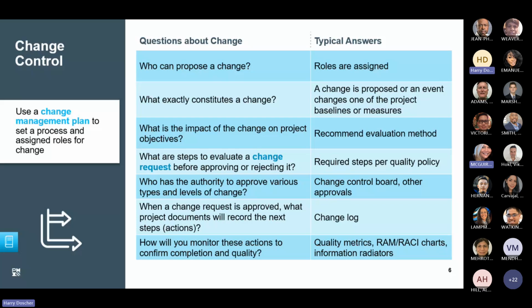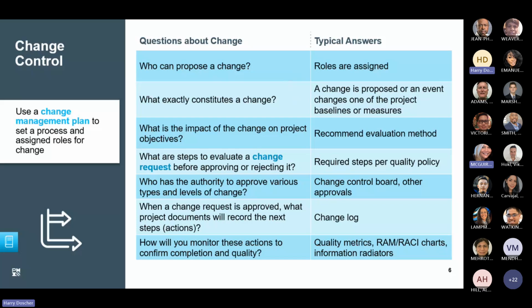So some questions here. Who can propose a change? Is it just a stakeholder? Is it just a project manager? Does it also include the development team? Okay. And what exactly constitutes a change?